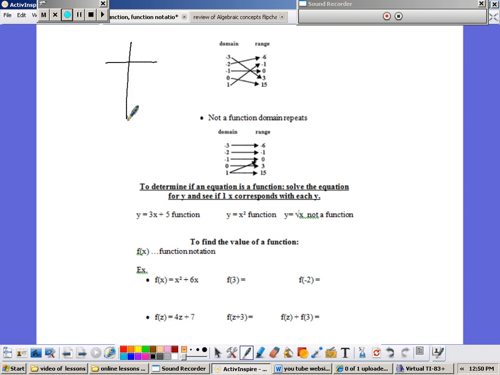Now, I'm going to do the points (-3, 3), (-2, -6), (-1, 0), (0, 15), (1, -1). Now, I don't want to have to graph all the time, so I'm not going to graph these. What I'm going to do is look at the x values, because that is my domain. And if the x values repeat, it's not a function. My x values do not repeat, so this is a function. Domain does not repeat.